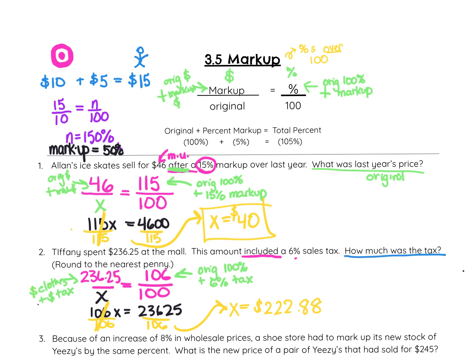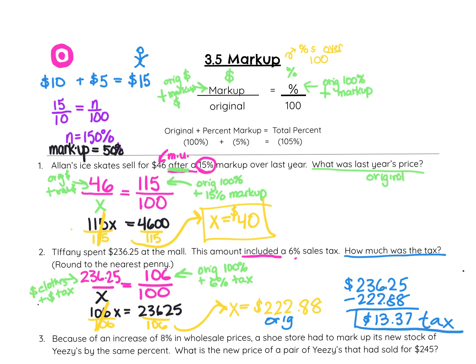If I know this was my original purchase, and my total purchase was $236.25, I can subtract that to get my tax of $13.37. So that's going to be my final answer.